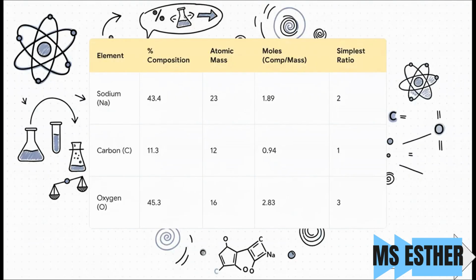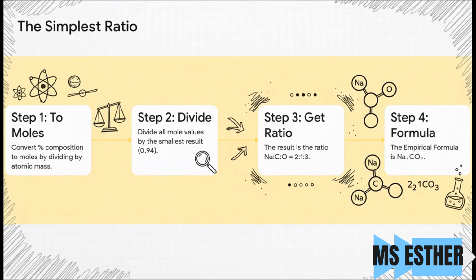Okay, let's put it into practice. Imagine an experiment tells you that some mystery powder is 43.4% sodium, 11.3% carbon, and 45.3% oxygen. Our mission, as you can see here, is to turn those percentages into a simple chemical ratio. Here's how we do it in 4 steps. First, we have to turn percentages into a count of atoms.